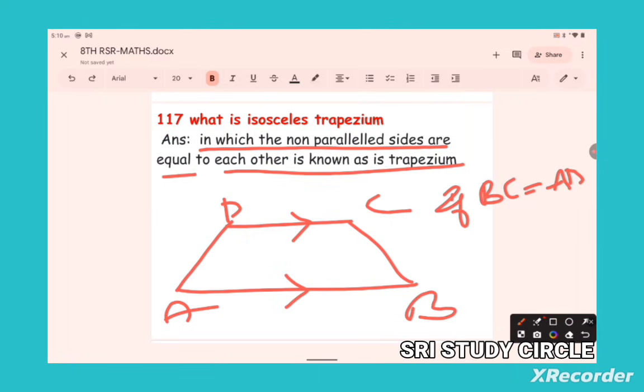If the lengths of the non-parallel sides of a trapezium are equal, then it is an isosceles trapezium. These lengths are equal: BC is equal to AD. The lengths of the non-parallel sides are equal, so it is called an isosceles trapezium.